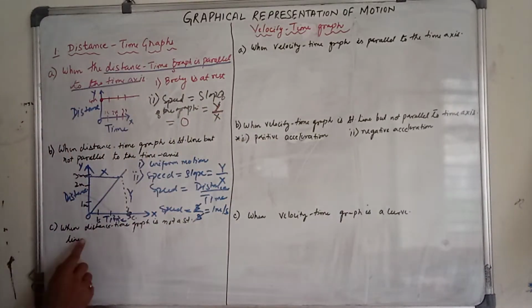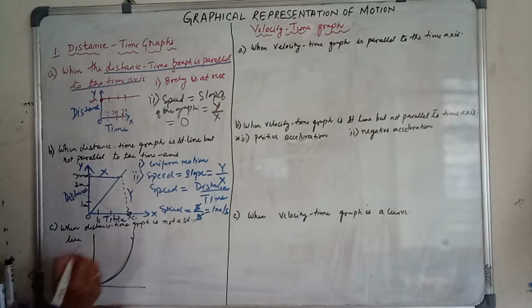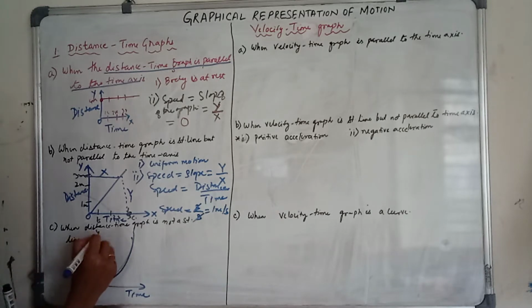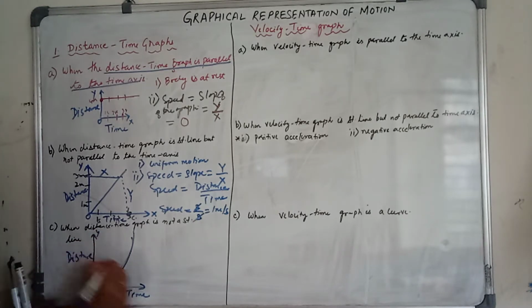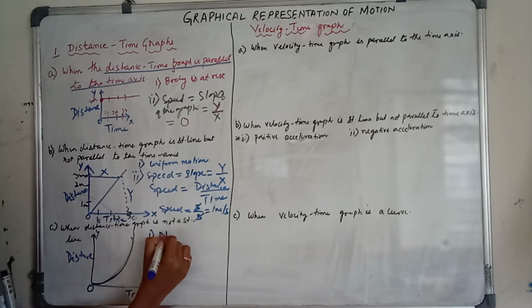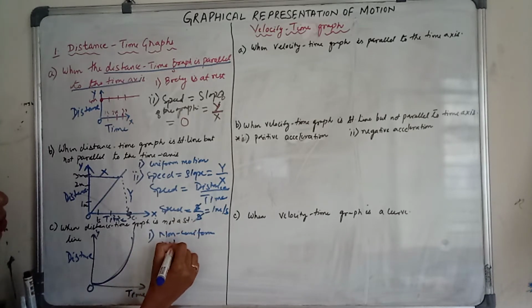Now number 3, when the distance time graph is not a straight line. Suppose it is not a straight line, it means it is like this. So the x-axis represents time and the y-axis represents distance. Now this is not a straight line, so the first conclusion will be that the body is in non-uniform motion.